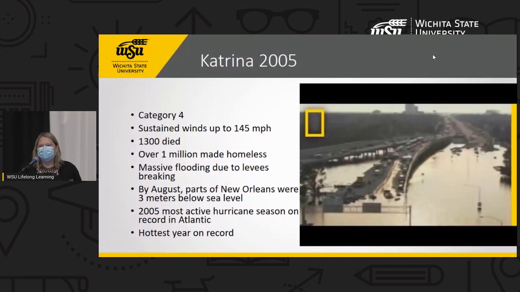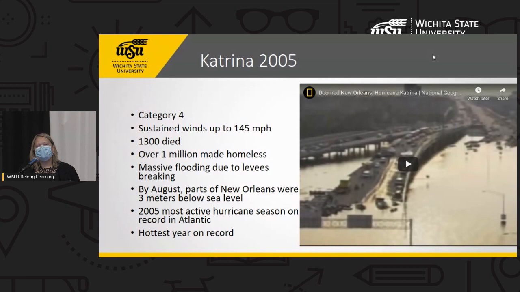So Hurricane Katrina occurred in 2005. So as I mentioned earlier, that was the hottest year ever on record. And it was also the year with the most hurricanes. Now, Katrina was only a Category 4. It wasn't a 5, even though when we hear about it and all the destruction, you would just assume that it's a 5. But it was actually a Category 4.